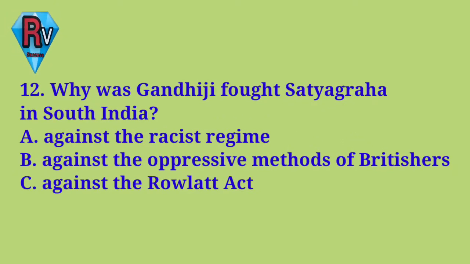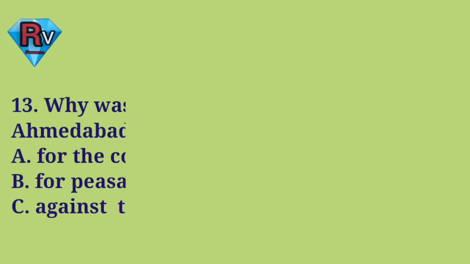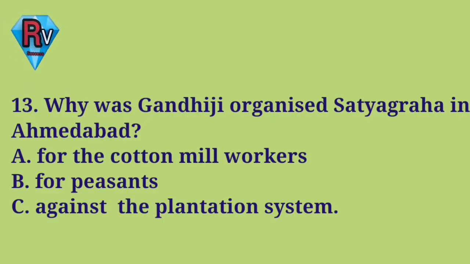Next, why did Gandhiji fight a satyagraha in South Africa? A. against the racist regime, B. against the aggressive methods of the Britishers, C. against the Rowlatt Act. The answer is against the racist regime. Next, why did Gandhiji organize Satyagraha in Ahmedabad? A. For the cotton mill workers. B. For the peasants. C. Against the plantation system. The correct answer is for the cotton mill workers.